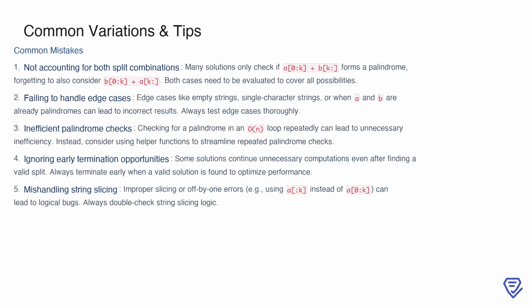Another mistake is inefficient palindrome checks, where repeatedly using an O(n) loop can slow things down unnecessarily. Instead, creating a helper function for these checks can make your solution more efficient. Early termination is another critical optimization. Once a valid split is found, there's no reason to continue processing. Finally, be cautious with string slicing, as off-by-one errors or incorrect slicing logic, such as confusing A[k:] with A[0:k], can lead to subtle bugs. Double-checking slicing operations is a good habit to develop.